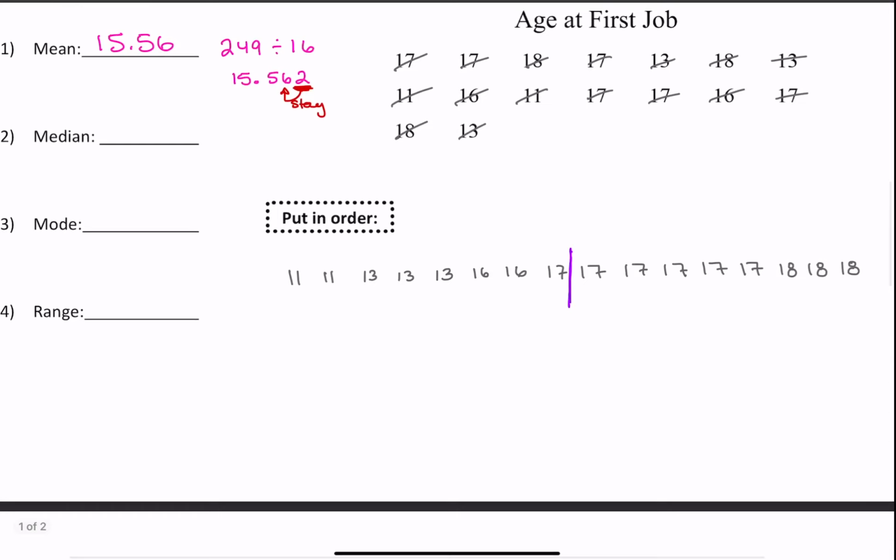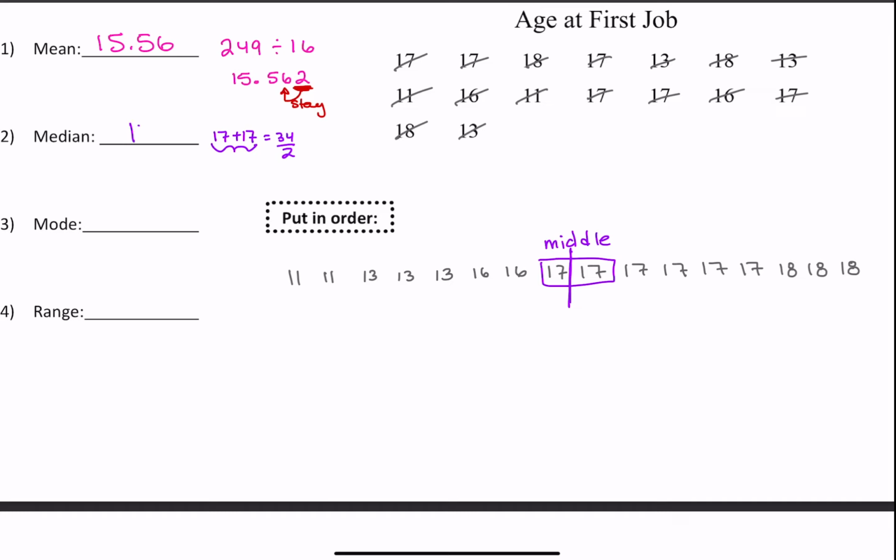So what's going to happen is these 2 numbers here are my median, and I need to find the average of them, right? Both of these are in the middle. So this is what happens when you have an even number. I'm going to take 17 plus 17, and I'm going to find the average or the mean of this middle. Now I added 2 17s together, which gives us 34. And I divide it by 2, right? Because I added 2 numbers.